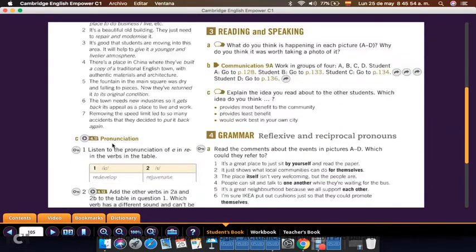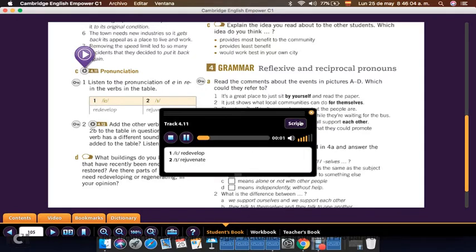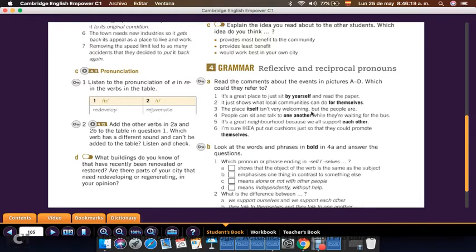Letter C, pronunciation. Listen to the pronunciation of e and re in the verbs in the table. Track 4.11. 1. E. Redevelop. 2. I. Rejuvenate. There's a difference between the two. Okay, they are both different sounds.